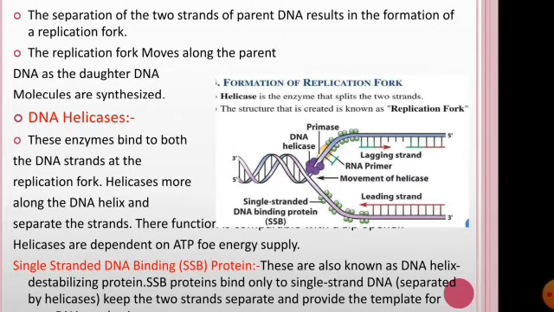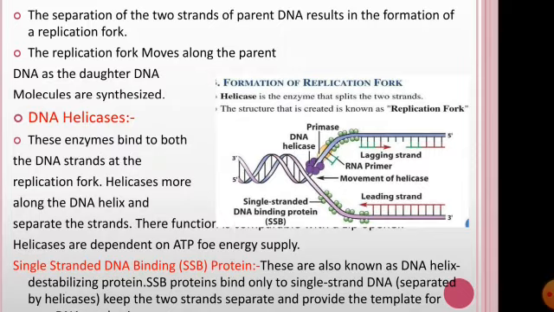This formation away from the replication fork is stabilized with the help of the DNA helicase. These enzymes bind to both DNA strands at the replication fork. So helicase moves along the DNA helix and separates the strands. The function of helicase is just like a zip opener, and it depends on ATP energy supplied for its function.